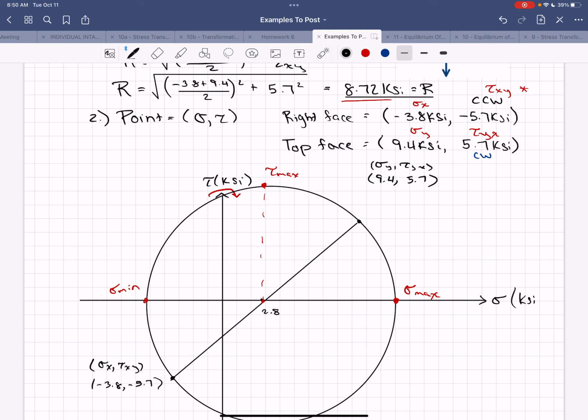Now, let's label what we know. Oh, we did label this. It's way up here. Okay, so those are all the things we know. Now we need to figure out what this point is and what this point is. Really, all we need to know to do that is that R is this distance, so the radius is here.